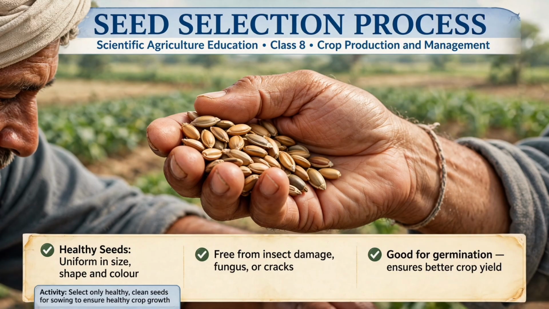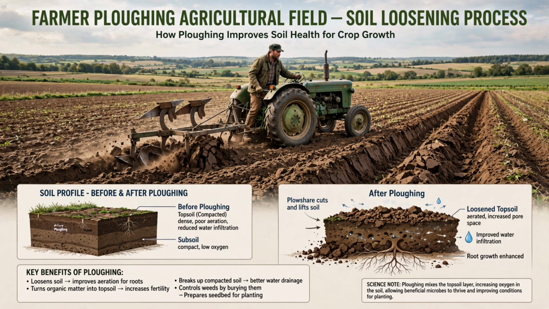Characteristics of good seeds: first, clean and healthy; second, disease free; third, high germination rate. Now we will discuss the seed drill. A seed drill is a modern machine used for sowing seeds. Advantages of seed drills: first, uniform distribution of seeds; second, proper depth; third, saves time and labor; fourth, protects seeds from birds.